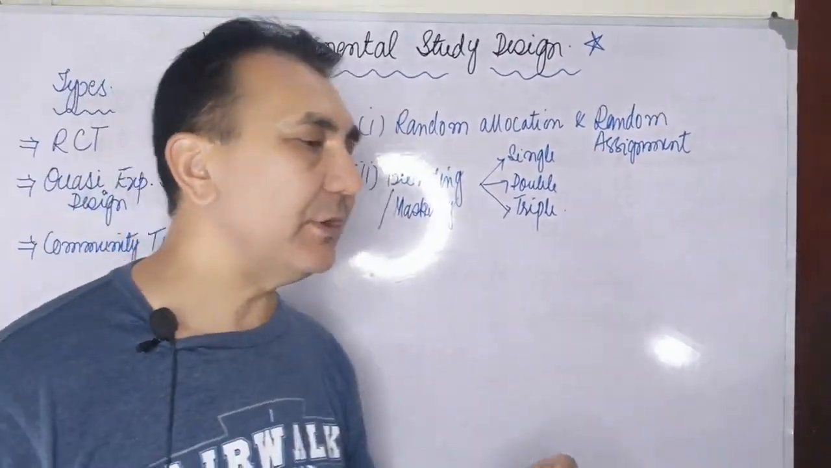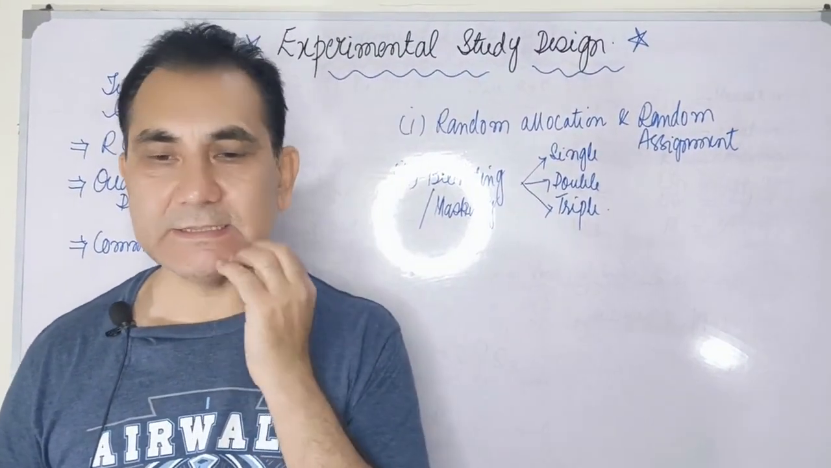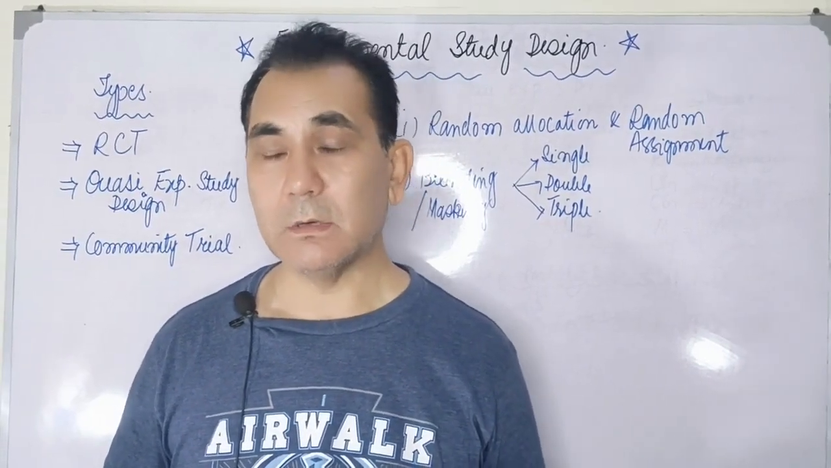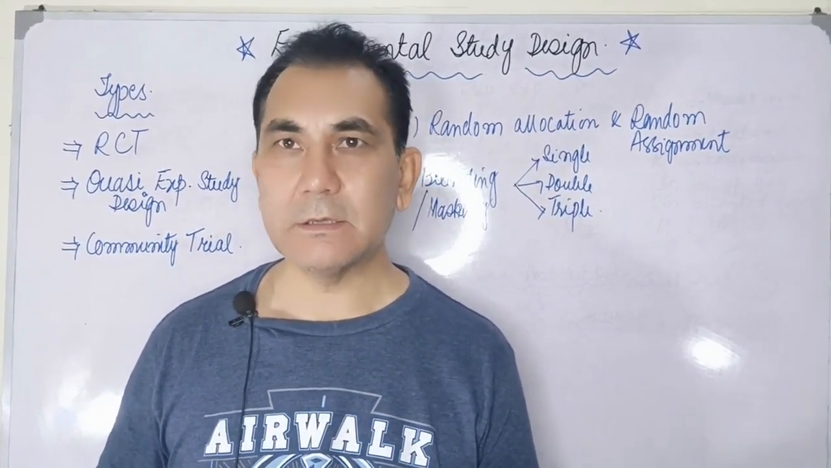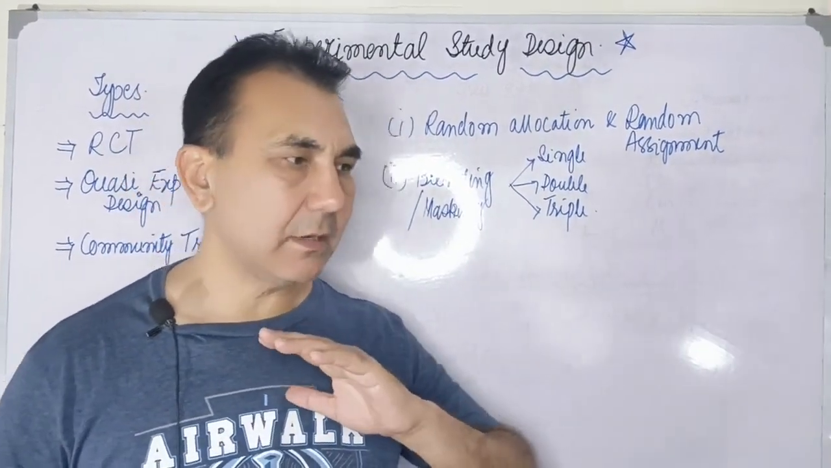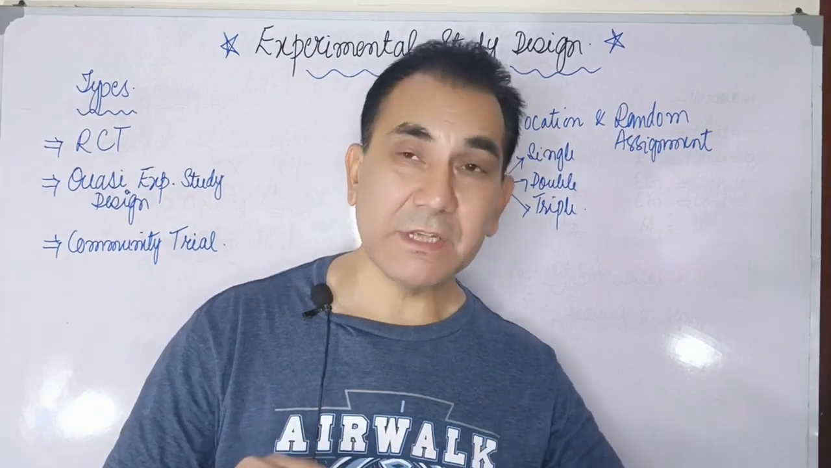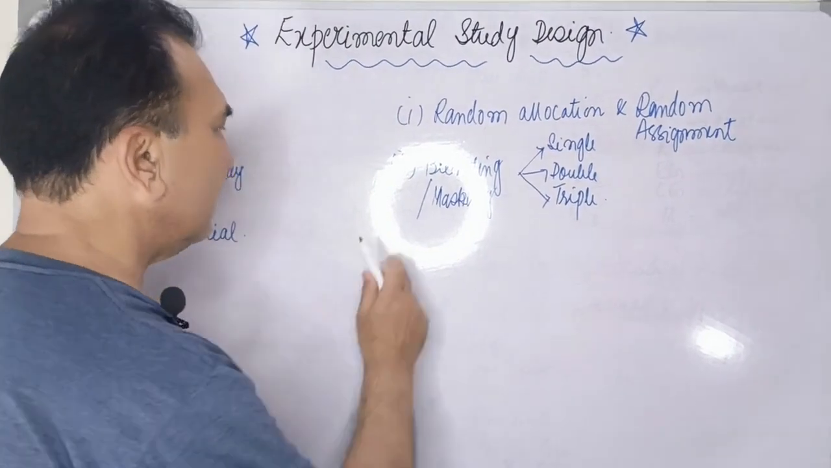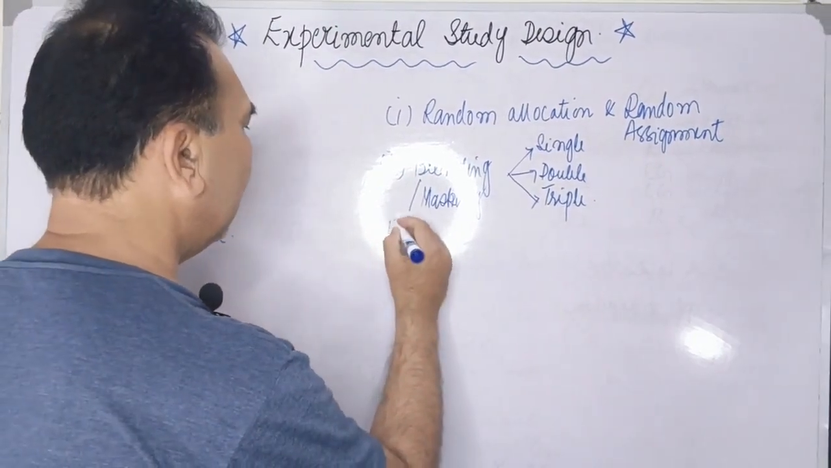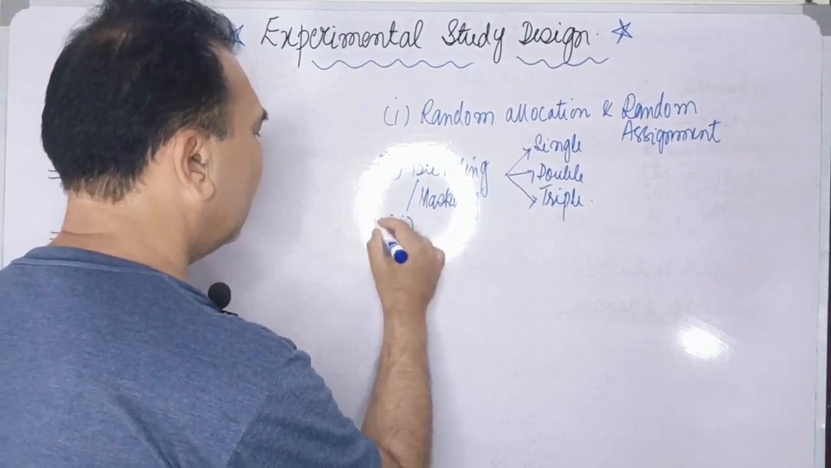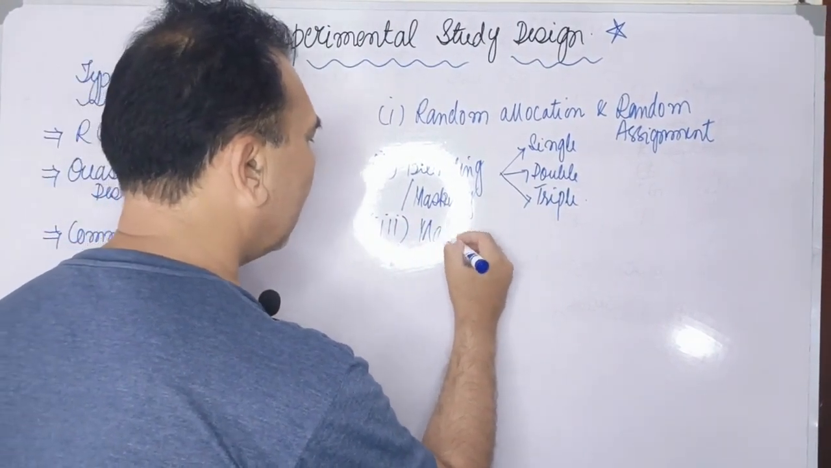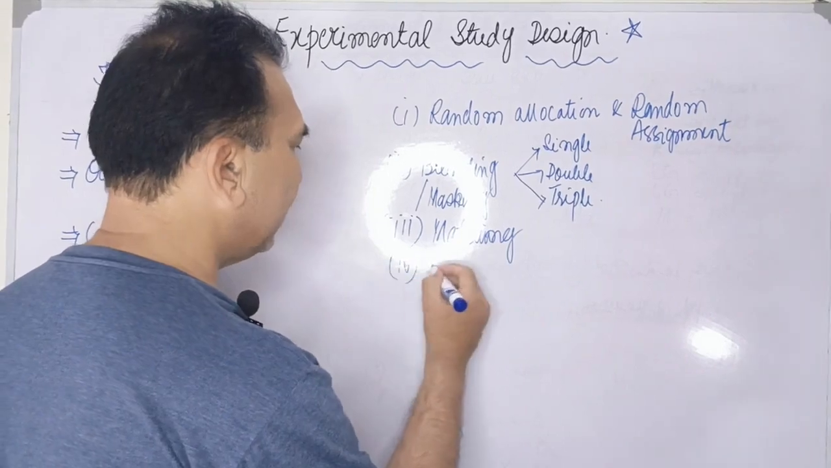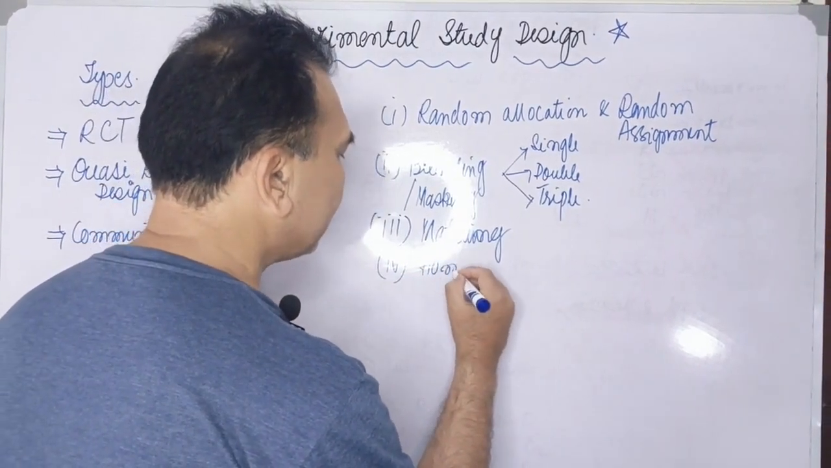So why are we doing triple blinding? Blinding decreases bias, random bias or error, and bias will be eliminated by the blinding method. The third feature is matching, and the fourth one is homogeneity.